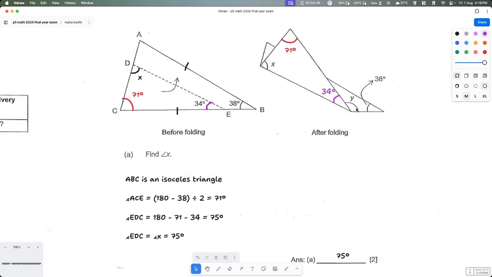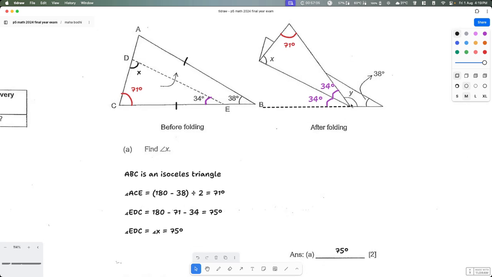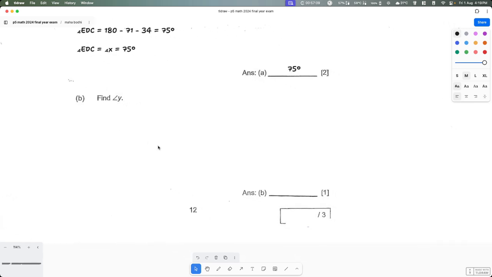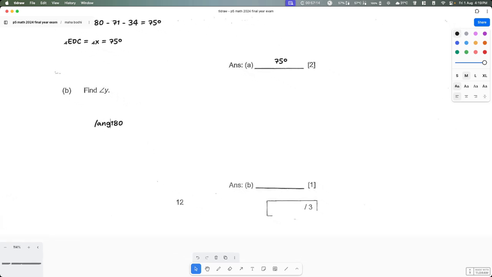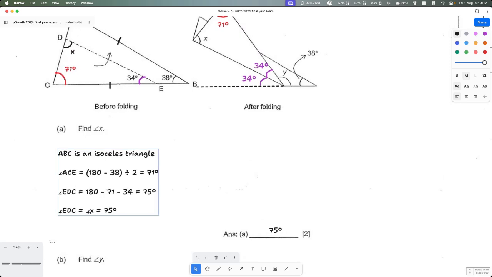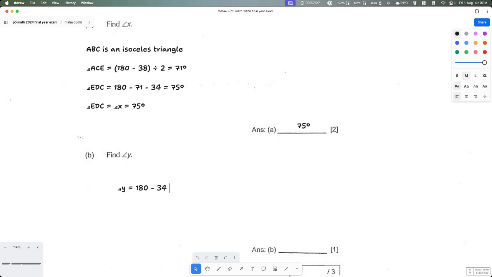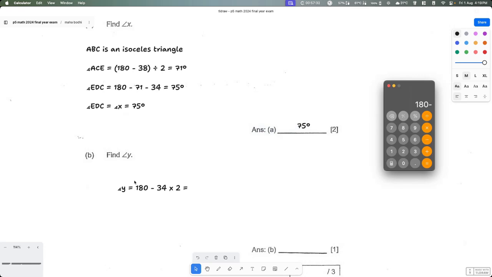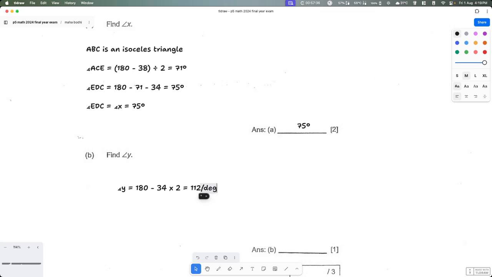Find Y. So we have Y over here. What is Y? If I were to draw this out from the line, that's what you see over here. So this is actually 34 degrees as well, right? Same. So it's actually just 180 minus 34 minus 34, and you get Y. So angle Y is equal to 180 minus 34 times 2. This will give you 112 degrees. That's what you see over here. So the answer to this is 112 degrees.